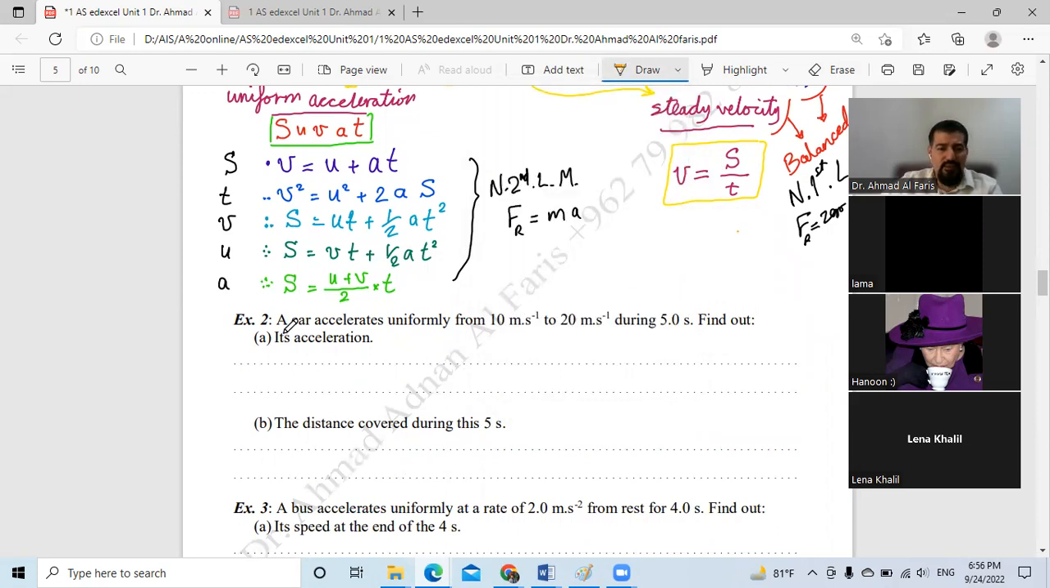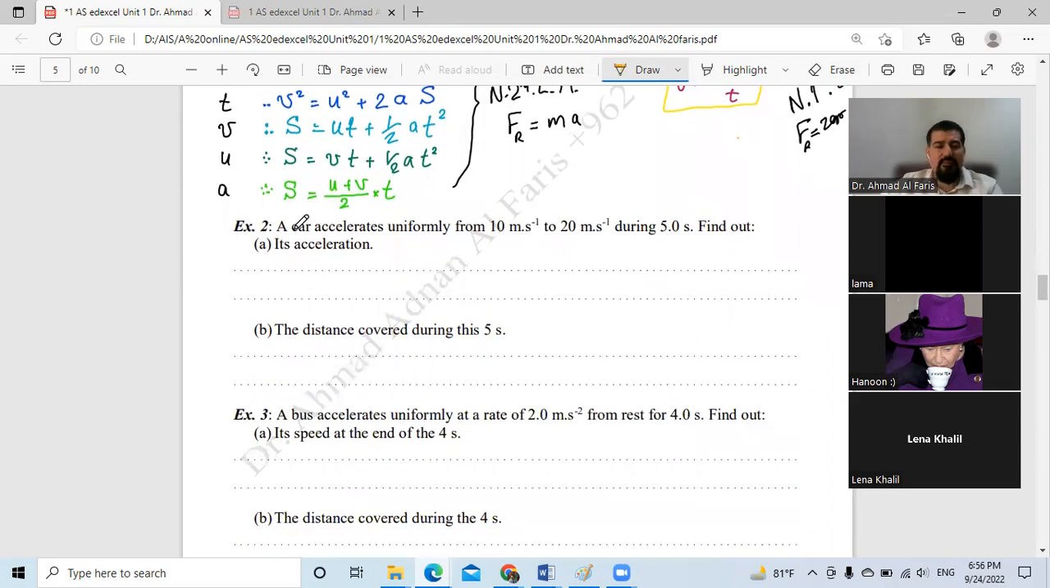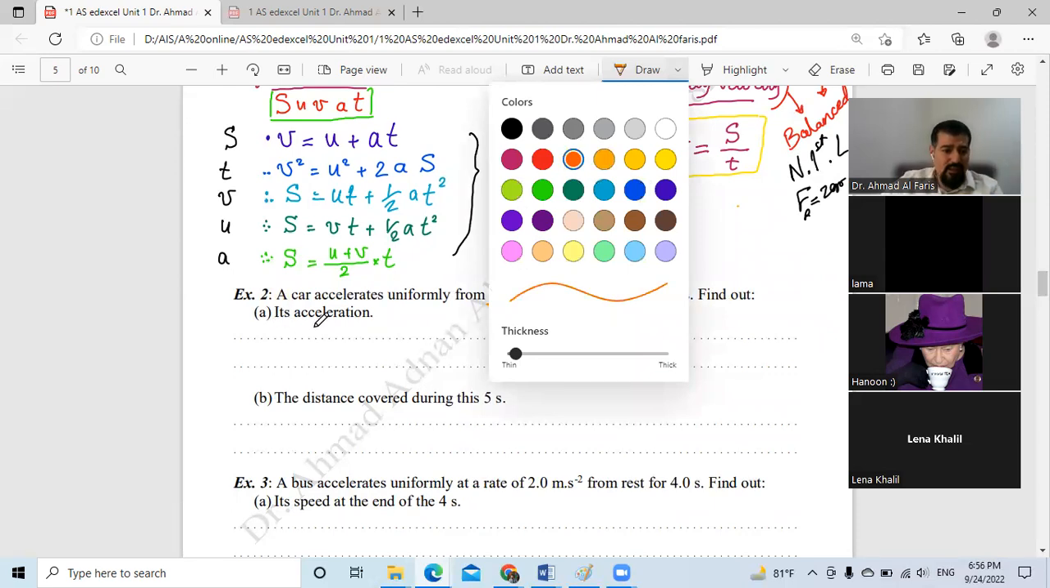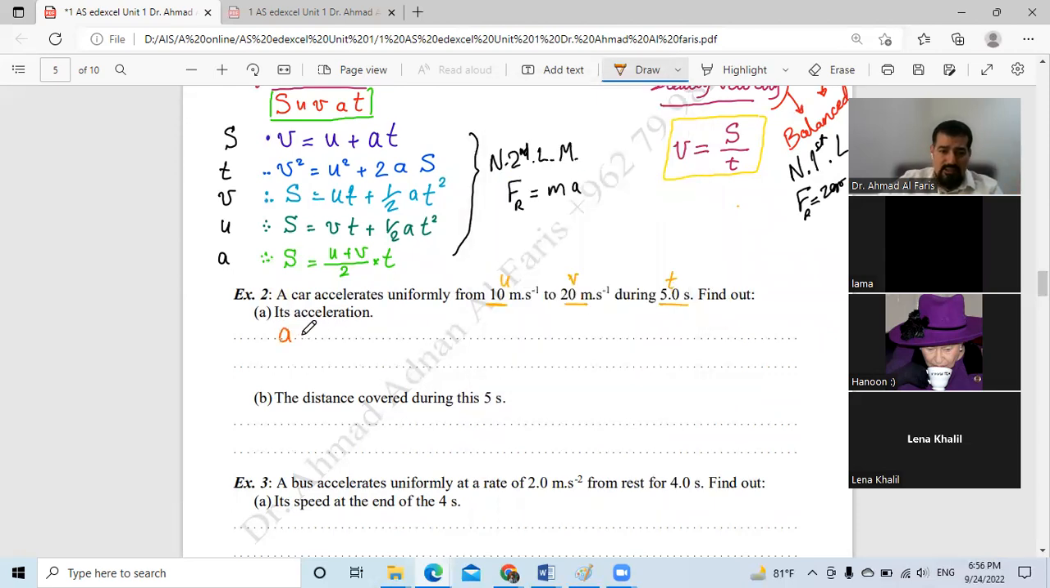Okay, let's move on to example number 2 here. What do we have? A car accelerates uniformly from 10 to 20 meters per second in 5 seconds. This is easy. 10 is the initial speed, u, and v is 20, and t is the time. Look, I told you, they give you 3 given values, u, v, t, and they ask about what? They ask about the acceleration. The acceleration here, you can write the formula v minus u over t, or you can write the first equation v equals u plus at and rearrange to find the acceleration. It will be the same thing.